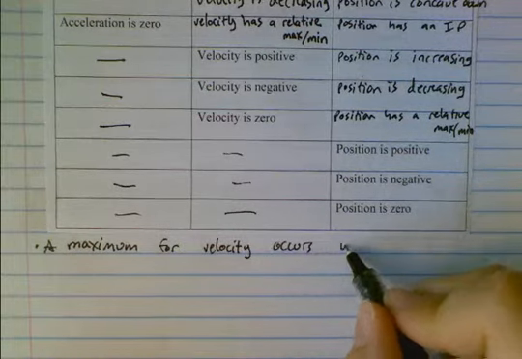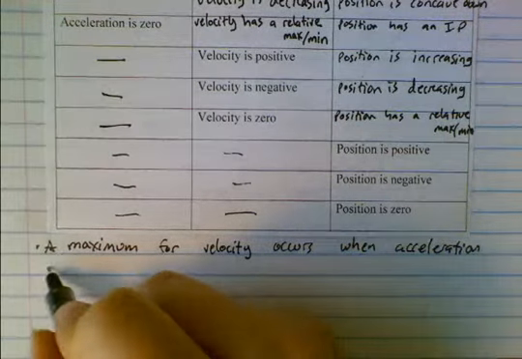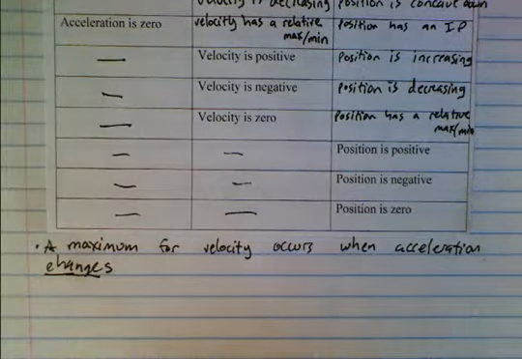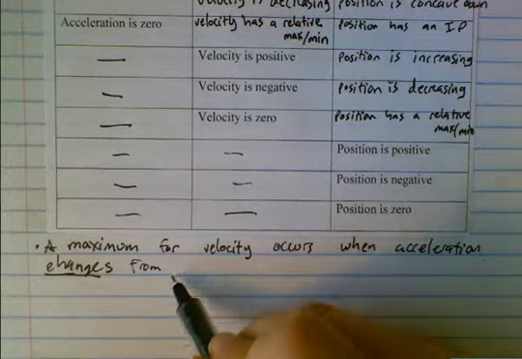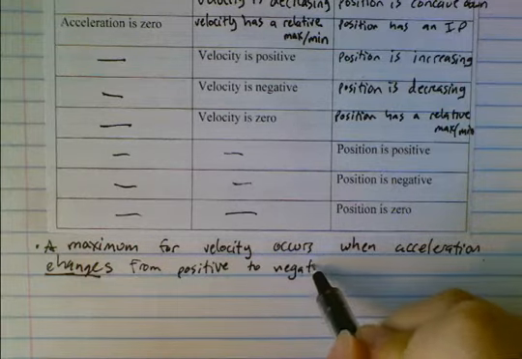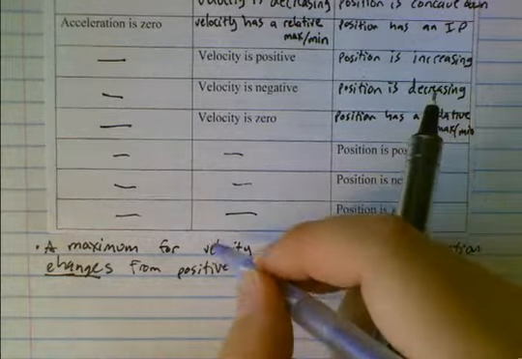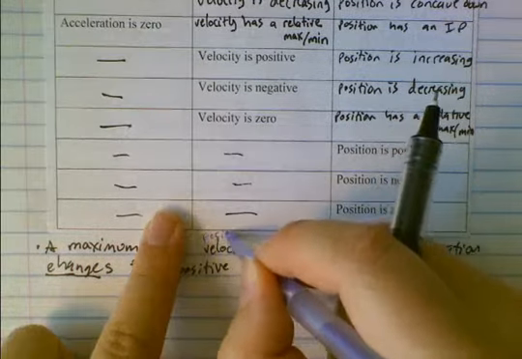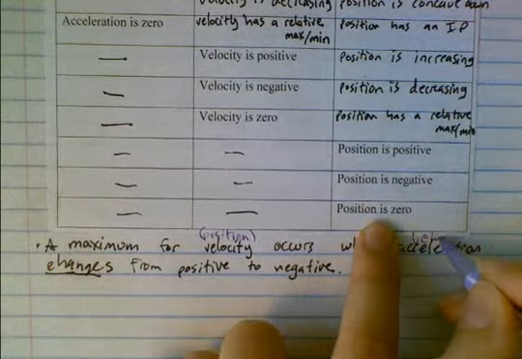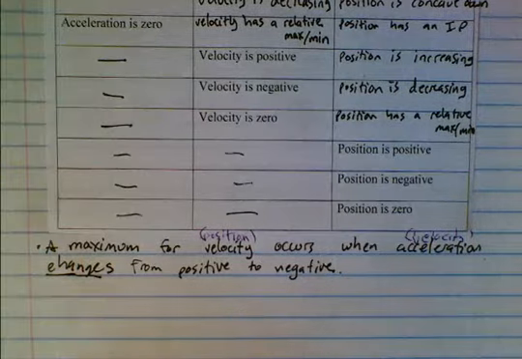A maximum for velocity occurs when acceleration changes from positive to negative. And that also holds true for velocity to position. A maximum for position occurs when velocity changes from positive to negative.